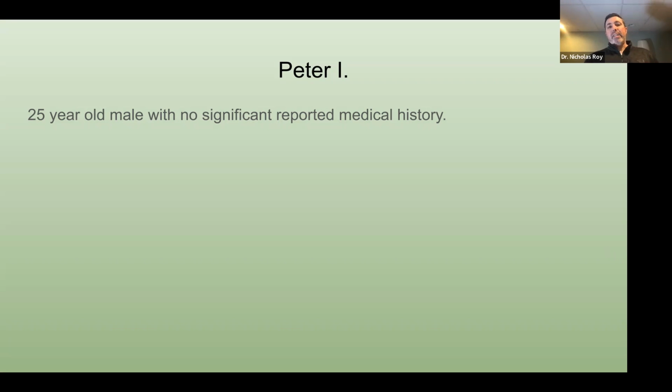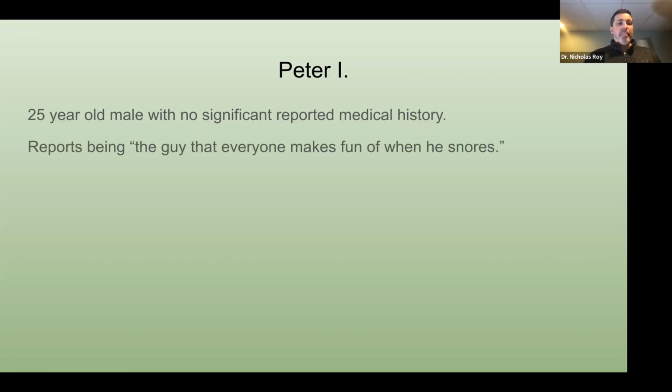We don't want to wait till the disease is so severe that we've missed the boat, not only to treat at a younger age, but also maybe hinder the disease progression as they age. So Peter reports he's the guy that everyone makes fun of when he snores. He goes on camping trips and everybody makes fun of him because he's the one chopping wood all night long. He's an endomorph. Anybody with an 18-inch neck or greater is at higher risk for sleep apnea. The bigger the neck, the more soft tissue, the smaller the airway.